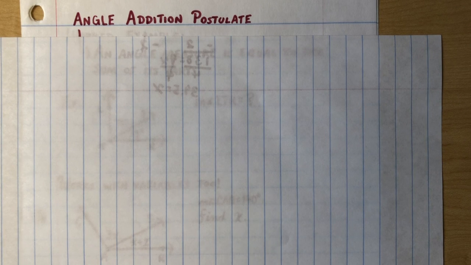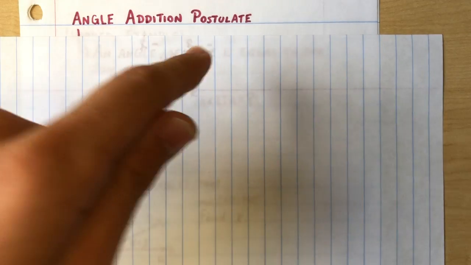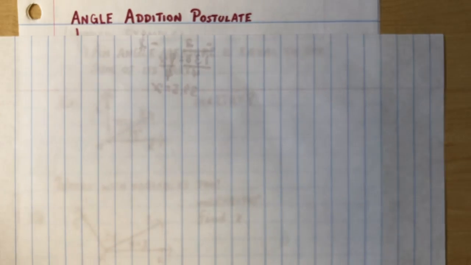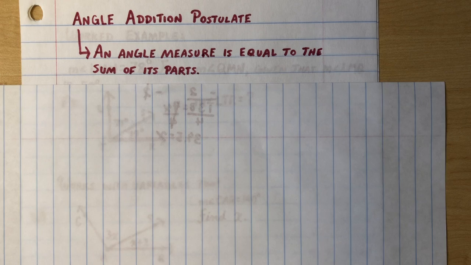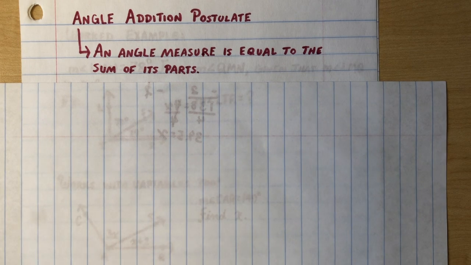Alright guys, we're going to talk about the angle addition postulate today, which is actually a very simple thing, and it's going to be common sense to most of you, but maybe some of you guys need to hear this, so we're going to go over it. As you already know, the word postulate here just means fact. So this is a fact that you can use to solve problems that you don't know the answer to. The angle addition postulate just says that an angle measure is equal to the sum of its parts.